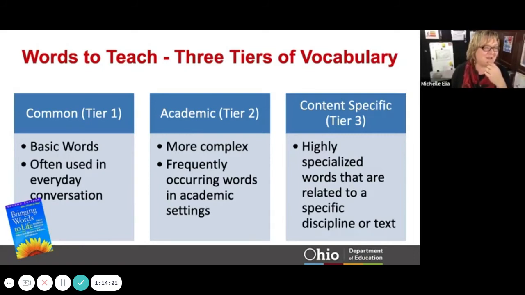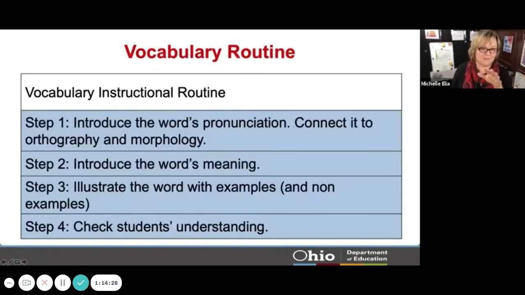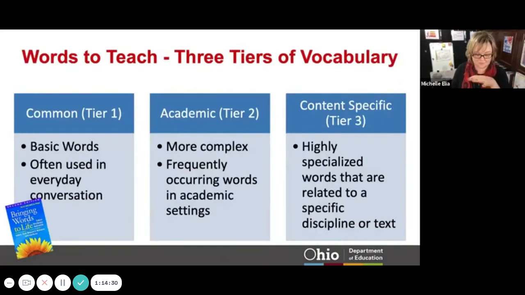Cool. So Isabel Beck, like I said, she wrote the amazing book, Bringing Words to Life. And I do love that book, but I also really love the CORE Reading vocabulary handbook too. But she really separates vocabulary out as 3 tiers. We have tier 1 words. Those are the words that we use in everyday conversation. Tier 2 words are academic language. And so those are the words that could be used across content areas.